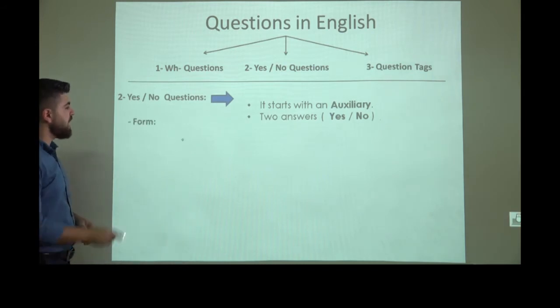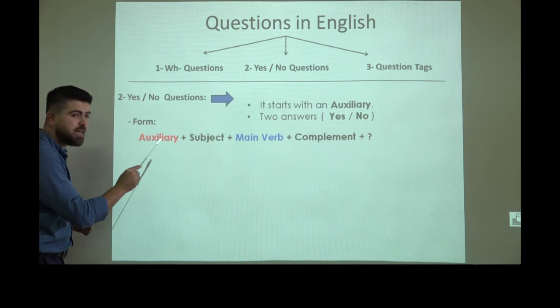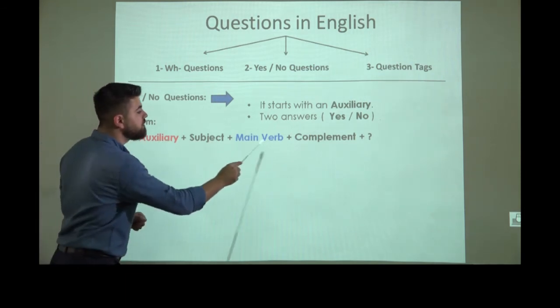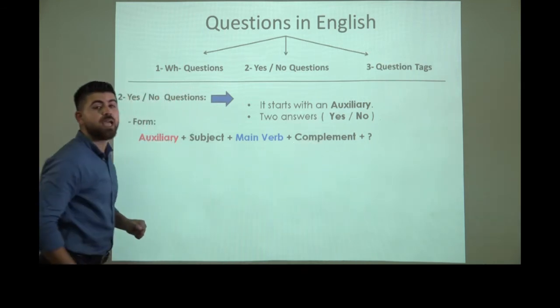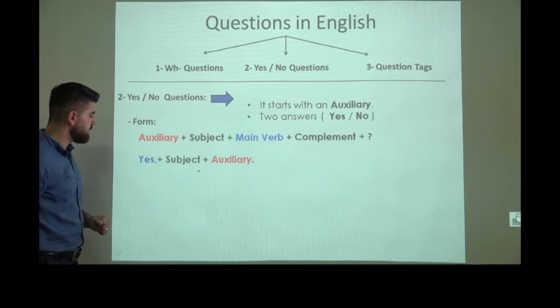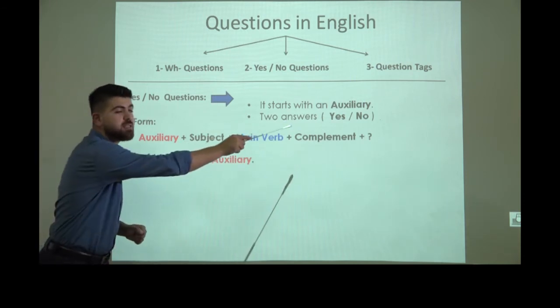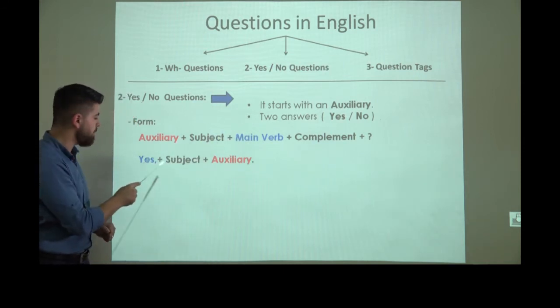Now we will see the form, الشكل بدنا نتعامل معه. An auxiliary at the beginning, subject next, the main verb, and here we have the complement. Then we have a question mark. This is the form of the question. هذا هو عبارة عن شكل السؤال.